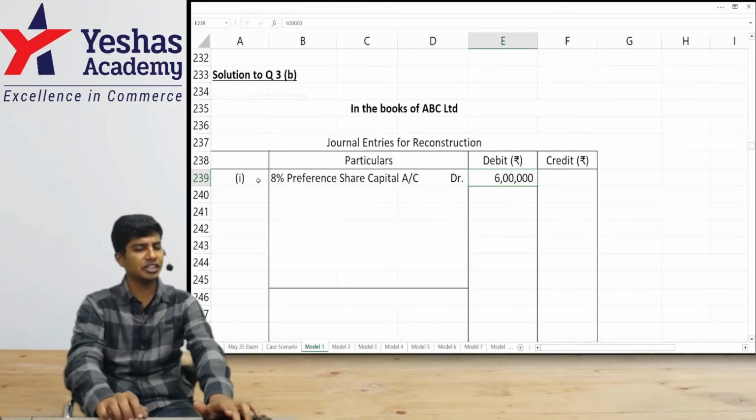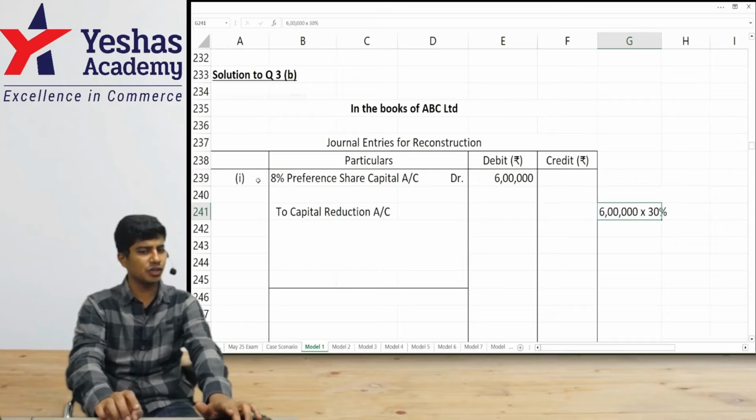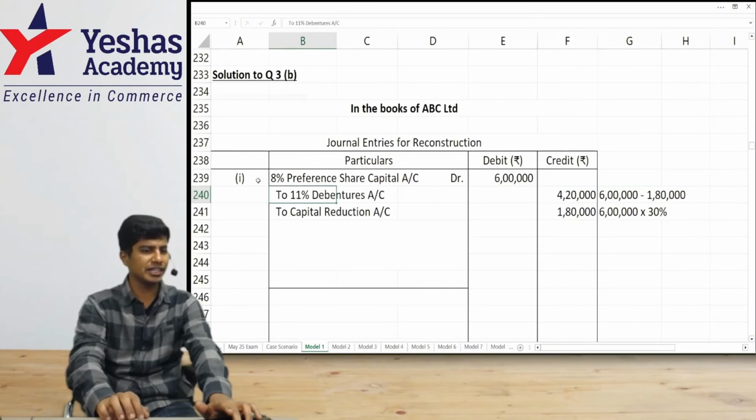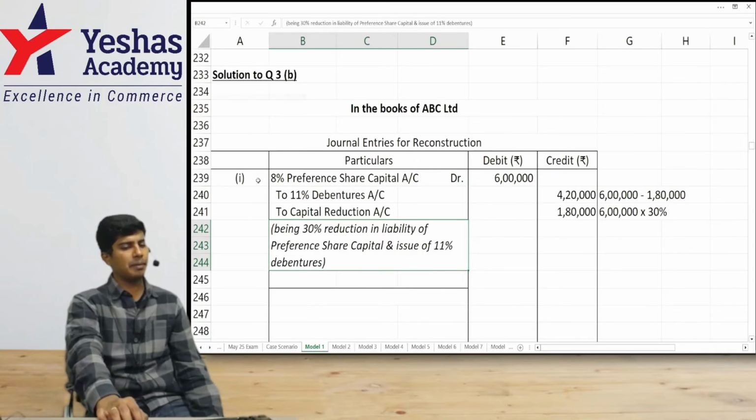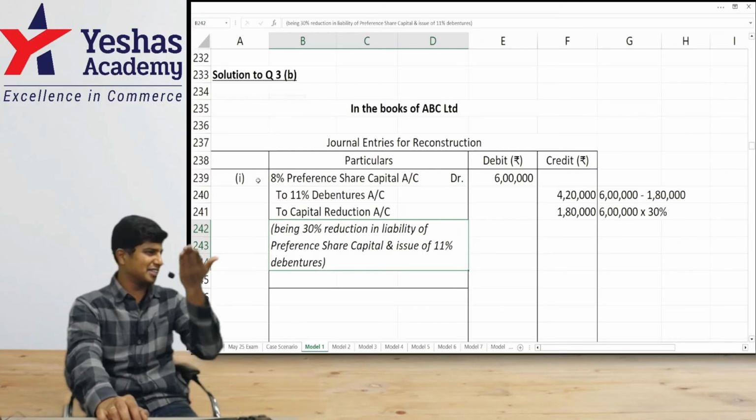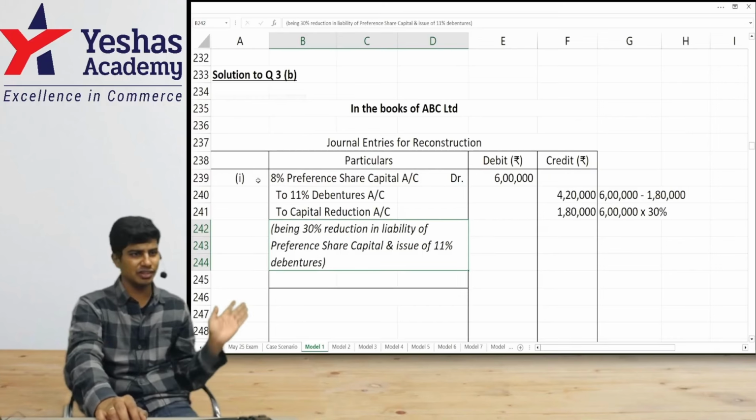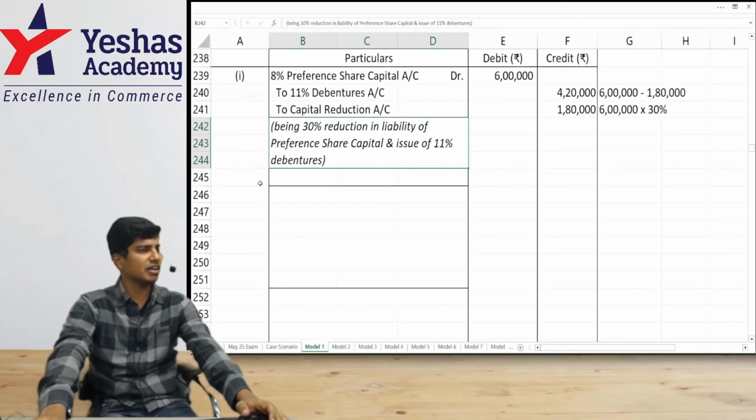The entry is 8% preference share capital account debit 6 lakh. Of that, 30% of the money will be transferred to capital reduction, 1 lakh 80. Out of 6 lakh, once you deduct 1 lakh 80, what is remaining? Or 6 lakh into 70%, 4 lakh 20 settled by issue of 11% debentures. Being 30% reduction in liability of preference share capital and issue of 11% debentures. I have written the same narration as given in the form of ratio. Got it? By this, we're done with our first adjustment.